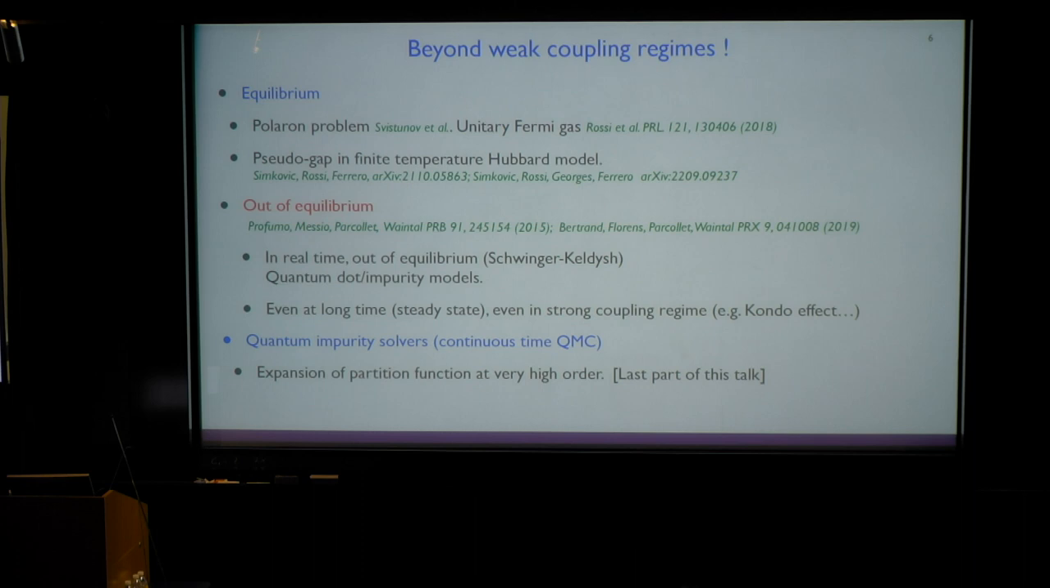The last part, and I will come back at the end of the talk, is that in the quantum embedding techniques, we use a lot of these quantum impurity solvers, and the standard algorithm to do that is the continuous time quantum Monte Carlo algorithm. And these algorithms, in fact, also perform a very high order expansion of the partition function. So the next question will be, can we replace these also by tensor networks and at which cost? So that's a bit of motivation.